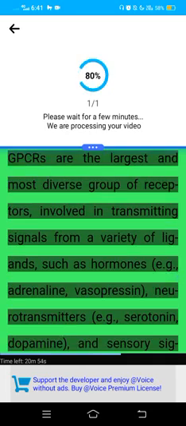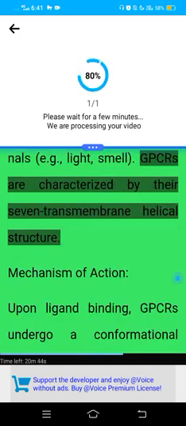GPCRs are the largest and most diverse group of receptors, involved in transmitting signals from a variety of ligands, such as hormones (e.g., adrenaline, vasopressin), neurotransmitters (e.g., serotonin, dopamine), and sensory signals (e.g., light, smell). GPCRs are characterized by their 7-transmembrane helical structure. Mechanism of action.